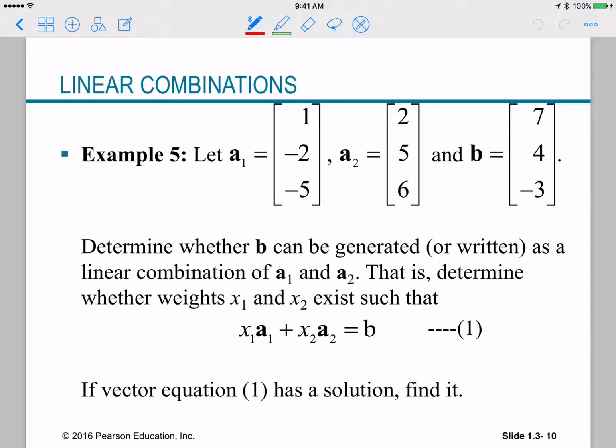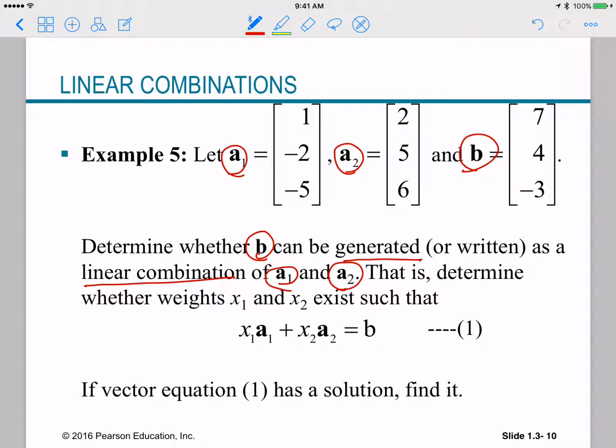Then, let's think about the linear system that we learned in the previous chapter, but our approach is from a different angle. Let's look at this example. Suppose we are given these three vectors, a1, a2, and b, and they are all column vectors in three-dimensional space. The question is to determine whether this b can be written as a linear combination of a1 and a2.